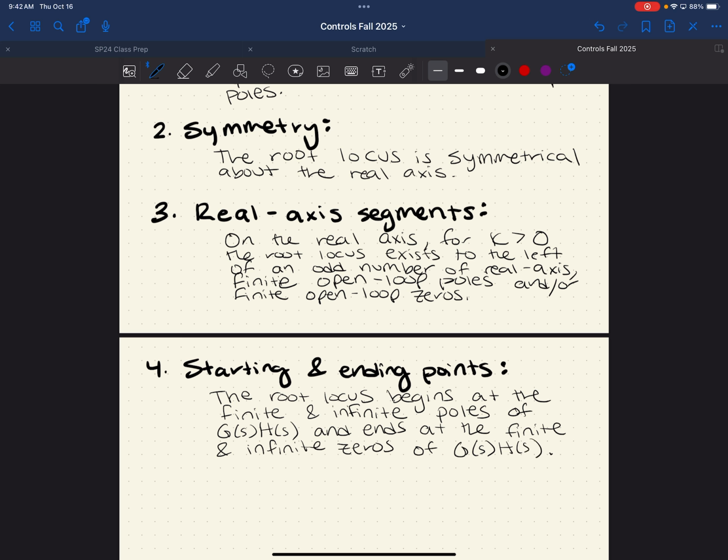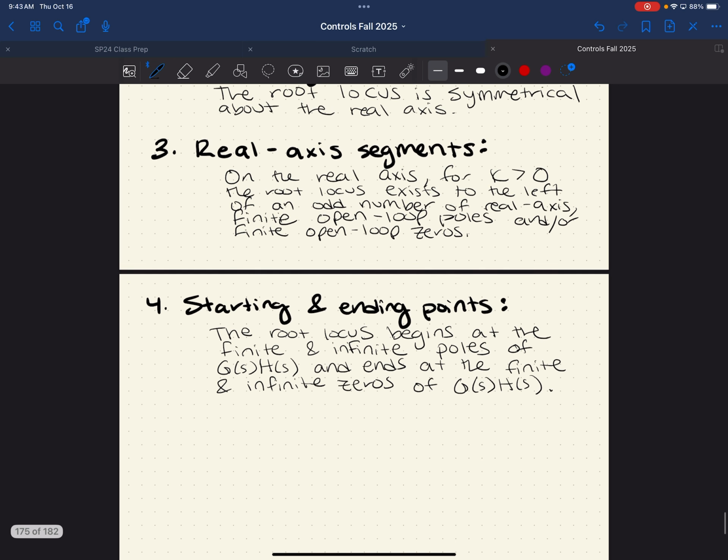Okay, so each branch starts at an open loop pole and goes to a zero. Starts at a pole, ends at a zero. Okay? A good next question would be, well, Dr. Higgins, what happens if you don't have the same number of poles and zeros? Yes, we have infinite poles and zeros, which means that, yes, it may not be in the open loop system, but that means that that branch extends off into infinity as k goes to infinity. And we can figure out exactly how many branches do this according to our next rule.